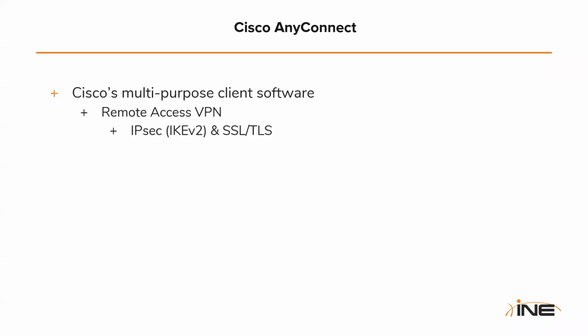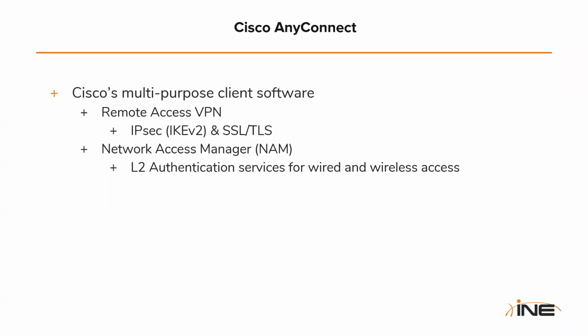You can use it to build IPsec tunnels with IKEv2 only, or you can go for SSL TLS. Another important component is the Network Access Manager module, which is what people use for wired and wireless access, like when you want to run 802.1X. And it's also possible to add some other modules, do web security with WSA on-site or in the cloud. You can do posture assessment, you can do Umbrella, and some other things as well.